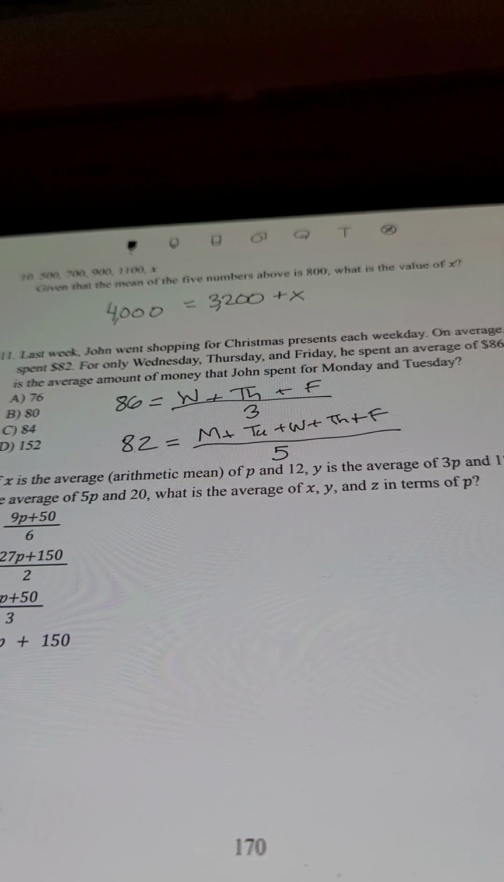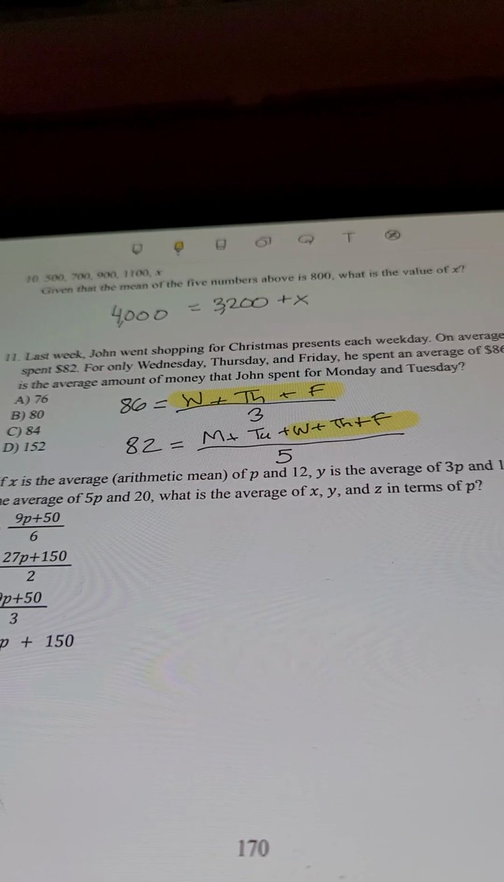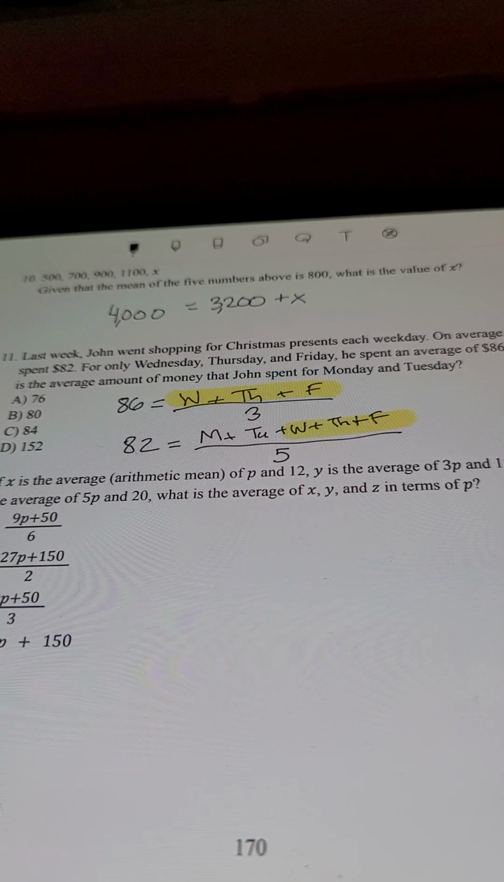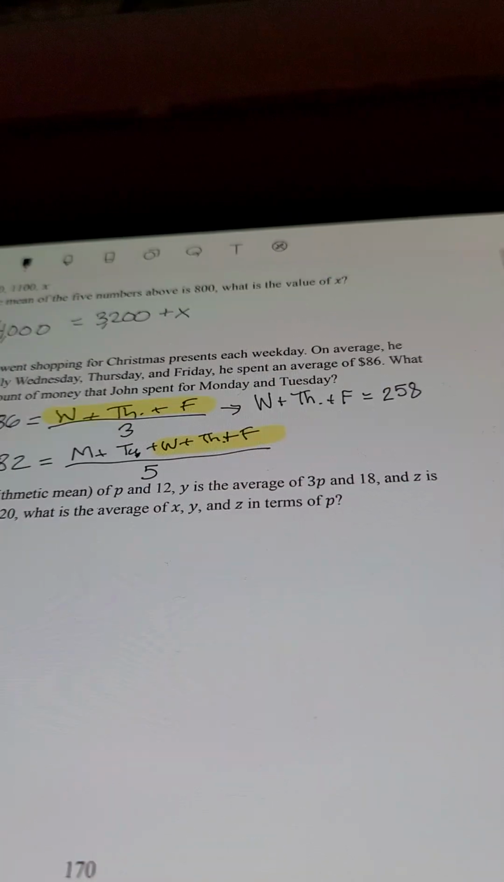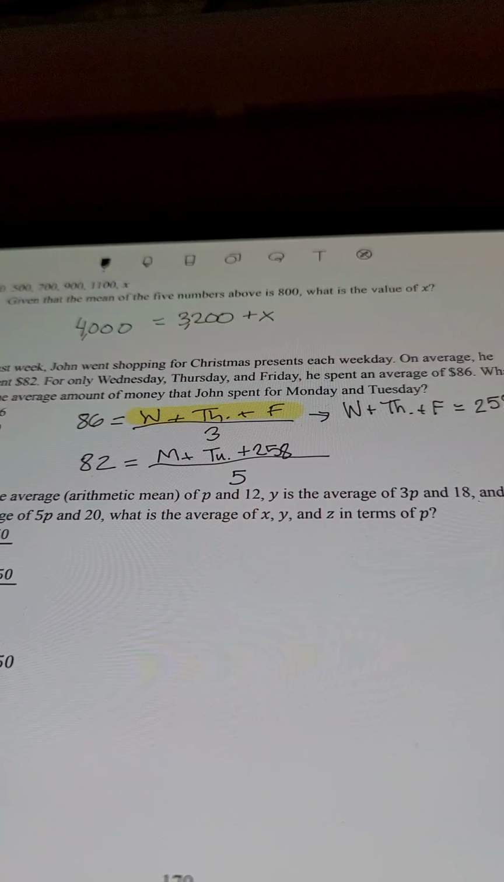Now you'll notice that these equations have something in common. They have all of those in common. So if I can figure out what Wednesday plus Thursday plus Friday, the sum of those, is from the first equation, I could plug that in to the second equation to help me out. So all I need to do to the first equation is multiply each side by 3. And when I do that, I get that the sum is 258. So now let's plug that in right here. So when I do that, this is what I get.